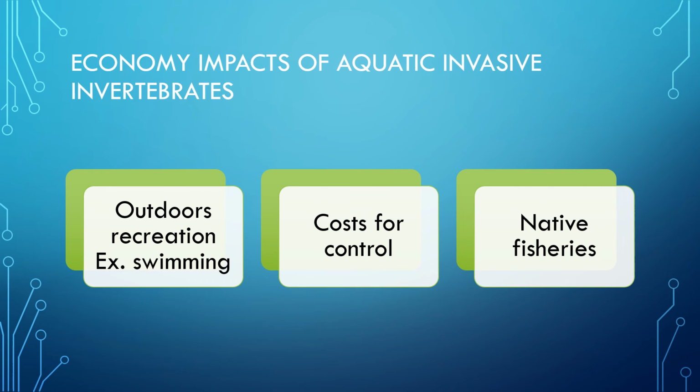So some economic impacts of aquatic invasive invertebrates include outdoor recreation, which includes swimming and boating. It can make it very difficult. Costs for control, replacing equipment and keeping invasive species out can be very costly and damaging, like boats, fishing gear, nets. Also, native fisheries by leading to the extinction of native species. So it really hurts that industry a lot and causes a lot of decrease in money.